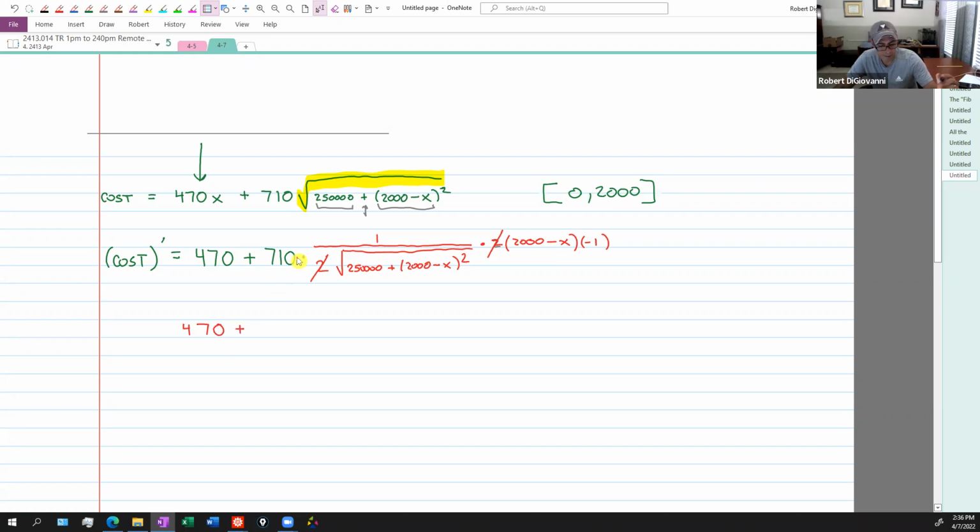Plus, let me do it. Well, actually, let me make it a minus, because that -1 right there, I'm just going to bring all the way out in front here. And then the 710, I'm going to push it to the top. So I have 710 up on top with the 2,000 minus x. Basically I put the 710 and this all together to give me the minus, all that on top. And on the bottom, I still have all that square root.